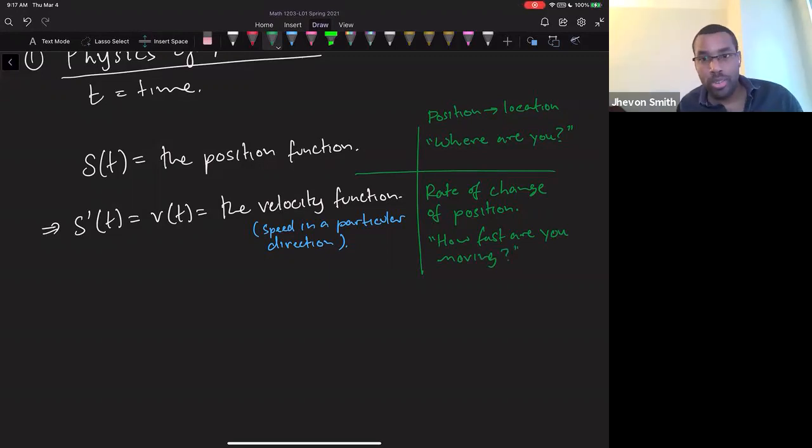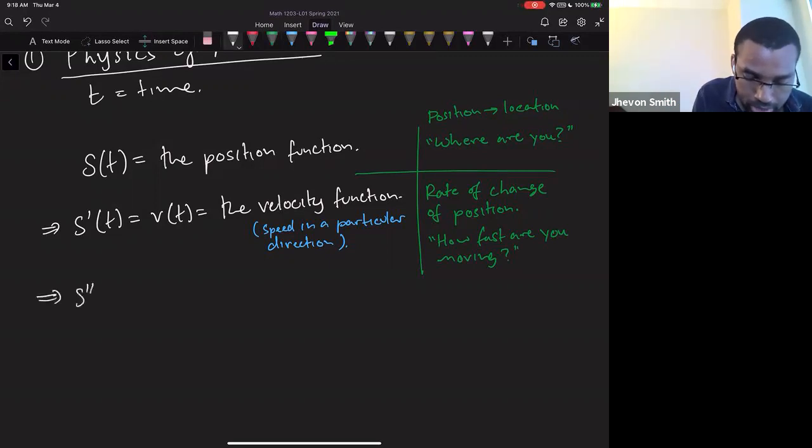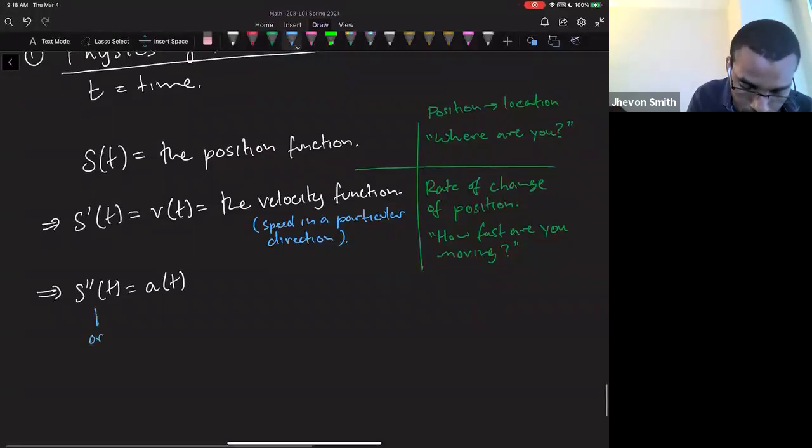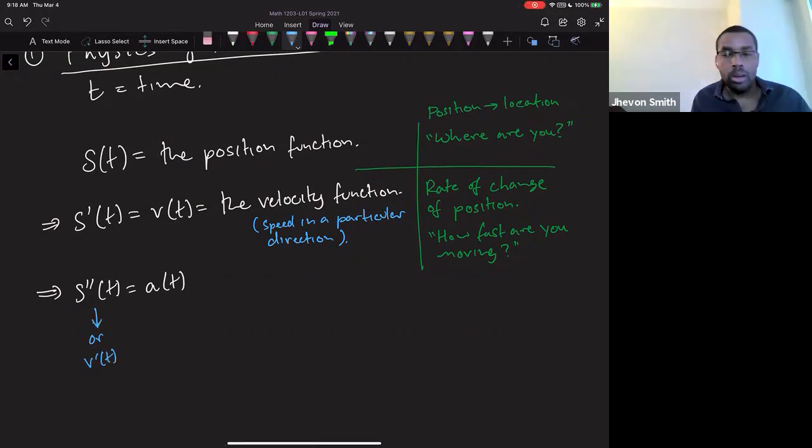Then the first derivative is something that you can answer that question with. However, in this context, there is something called the second derivative that can often work. We call this function a of t, and it's actually the first derivative of velocity, but you can think of it as the second derivative of position. This guy is called the acceleration function.